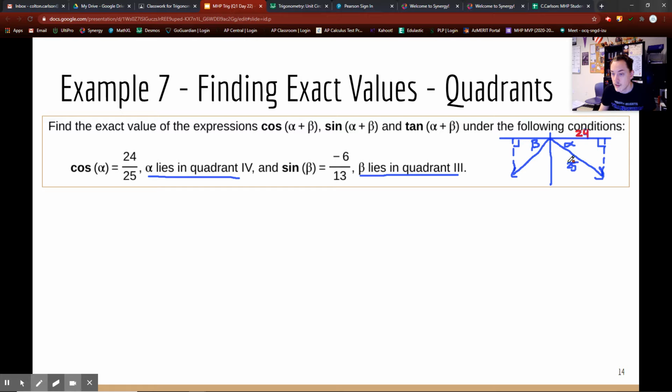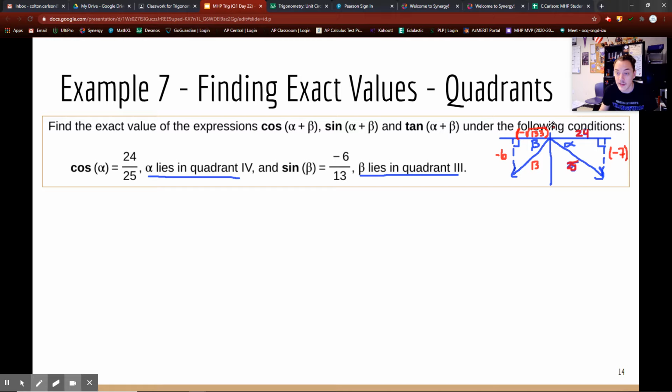24 all over 25. And now, if you don't know this already, it's going to be -7. That's going to be my Pythagorean theorem. We already kind of did a similar one like that before. Now, beta here, it's going to be -6 all over 13. So -6 is opposite all over 13, which means I need to find my x value, and this is a whopping negative radical 133. It is gross.